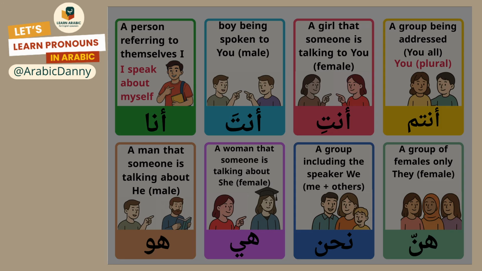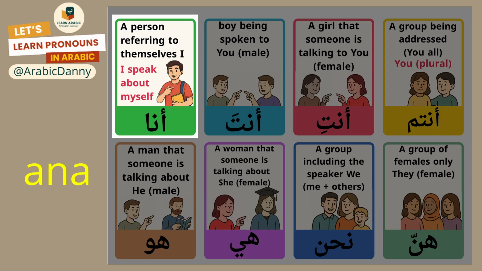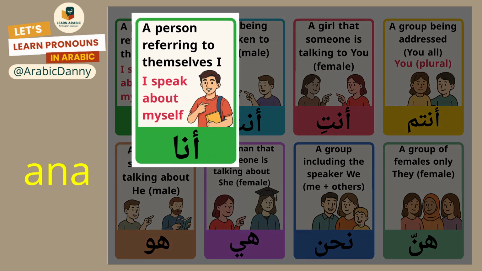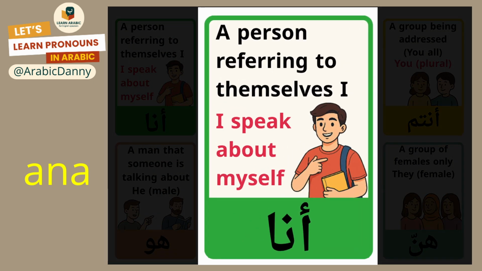The first Arabic pronoun we will learn is ana. It means I. We use ana when we are talking about ourselves. For example, ana talib means I am a student. Ana أحب التفاح means I like apples.